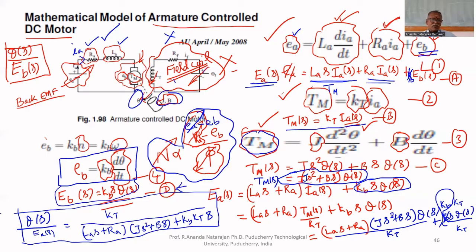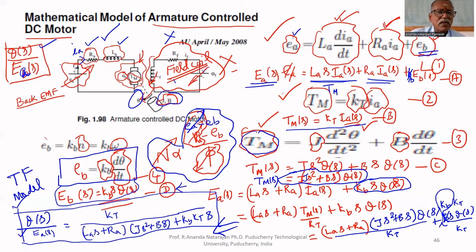So we find theta of S upon EA of S. Why do we have to find this? Because theta is the output and the applied voltage is EA of S. From this relation, KT, which is the denominator, becomes the numerator: KT upon LA S plus RA multiplied by J S square plus B S plus KB KT S. That's all. This is the transfer function model of the armature controlled DC motor.